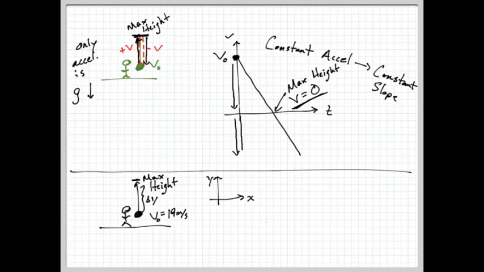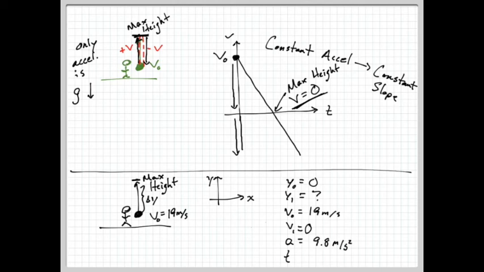Okay, so when I list out my variables, I've got y0, y1, v initial, v1, acceleration, and time. So y initial, we'll simplify it, we'll say it starts at the ground. Okay, then it achieves a max height of an unknown value. It starts with a velocity of 19 meters per second. When it reaches the highest point, it stops. And the acceleration is free fall, so it's 9.8 meters per second squared.